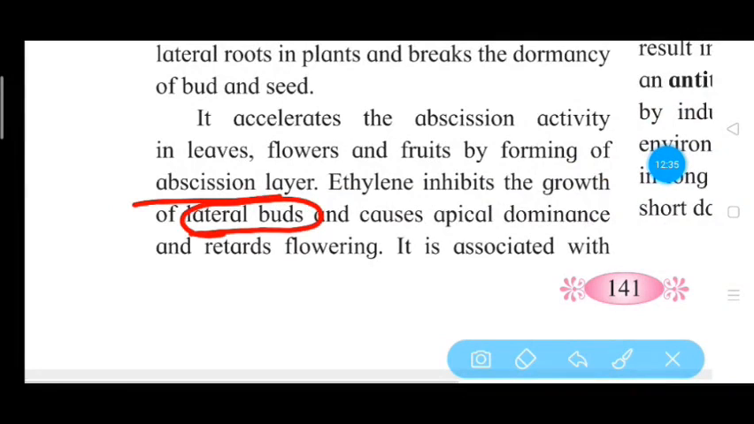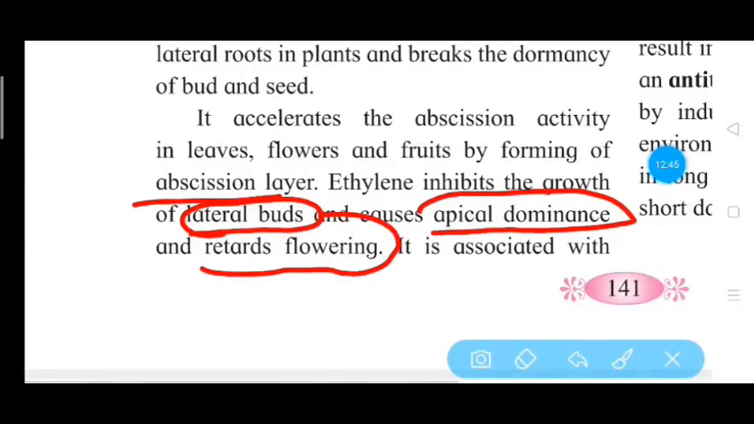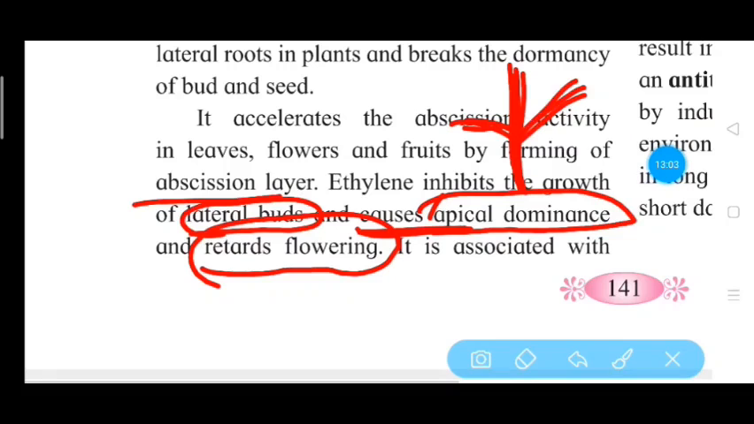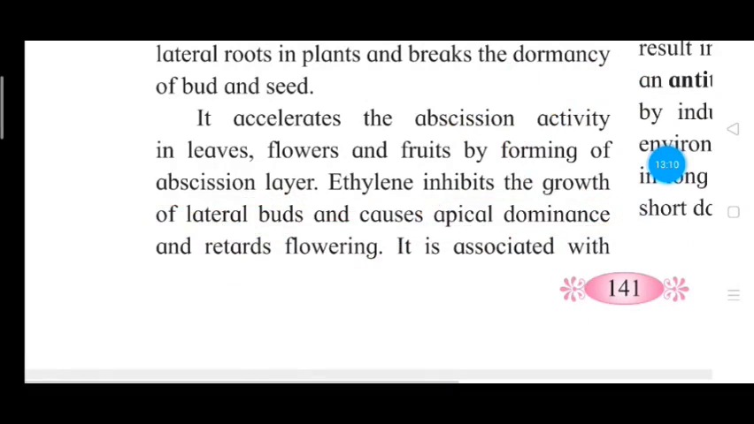Ethylene inhibits the growth of lateral bud. Lateral growth will not take place. It causes apical dominance and retards flowering. As a result, it causes apical dominance. More and more apical growth takes place. Lateral growth is inhibited by this one, and flowering is also retarded. The growth of flower is also inhibited by this hormone.